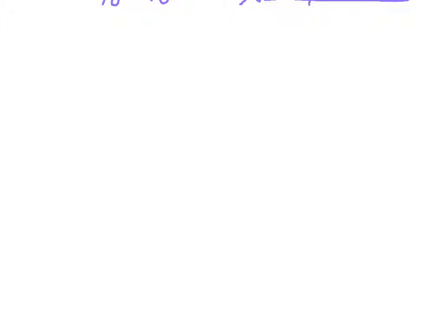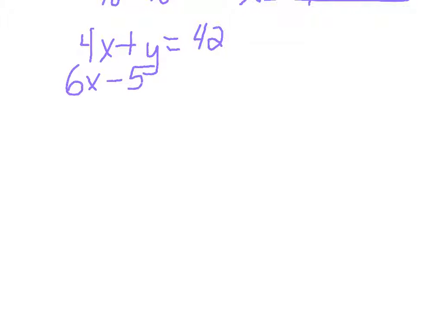Let's try 4x plus y equals 42. And our second equation is 6x minus 5y equals 50. Alright, so hit that pause button. So again, you have the choice. Do you want your x's to be the same number? You could either make them both be 12 or both be 24, whatever you want. Or you can make the y's both be the same number, and that's the one I'm going to go with because that's going to be a lot easier.